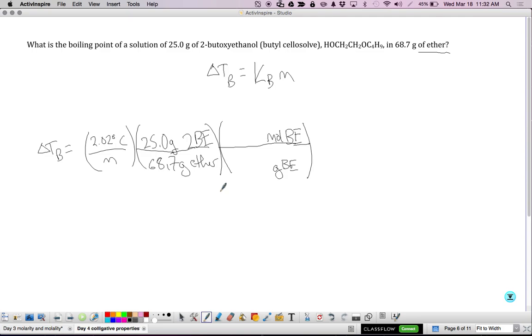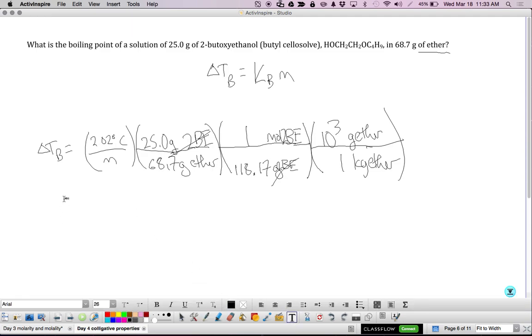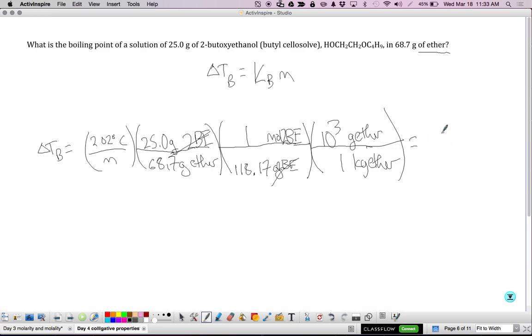I'll use the molar mass calculator to get 118.17 grams 2BE over 1 mole 2BE. And then the other thing I need to do is get my ether into kilograms. So grams ether to kilograms ether, and that's 10 to the third grams in 1 kilogram. And when I do my calculation here, I get 6.22 something degrees Celsius.